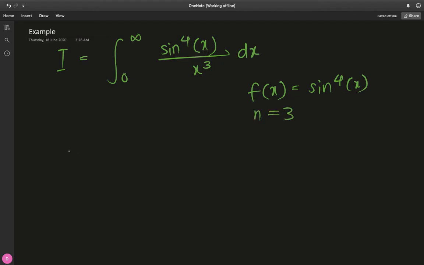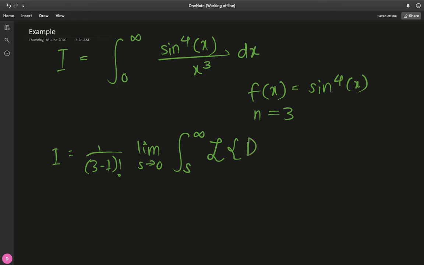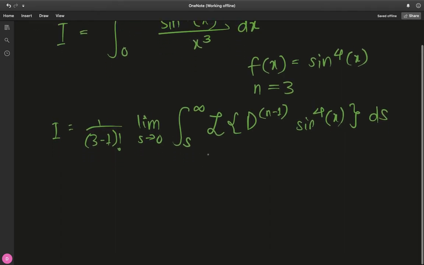So our property is going to say that I is nothing but 1 over 3 minus 1 factorial times the limit as s goes to 0 of the integral from s to infinity of the Laplace transform of the n minus 1th derivative of f of x, which is sine to the fourth of x, ds. So now we actually have to find n minus 1, which is 3 minus 1 here. So the second derivative of sine to the fourth.